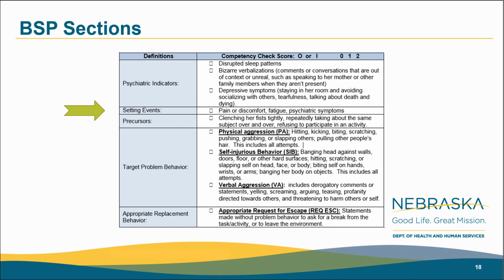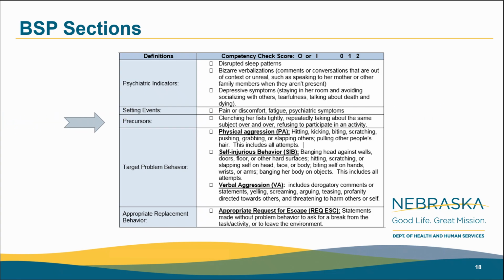Setting events are things that increase the likelihood that a target behavior will occur. Many times setting events might reflect the types of things we saw in the likes and dislikes section or in the psychiatric indicators section. Think about setting events that might affect your behavior. For example, when you're extremely tired or if you have a headache, are you more likely to snap at a family member or friend? Or when you're late leaving for work, are you more likely to speed or drive less cautiously? The same idea applies to Betty.